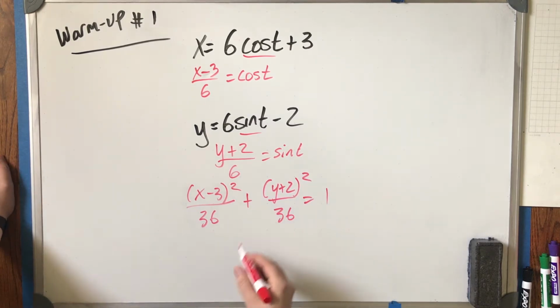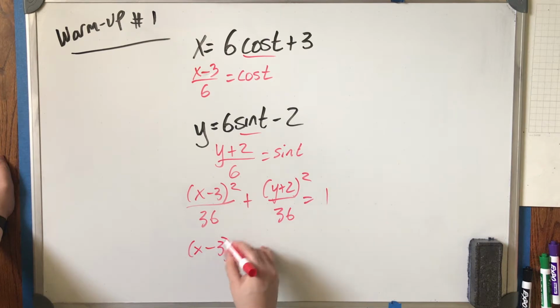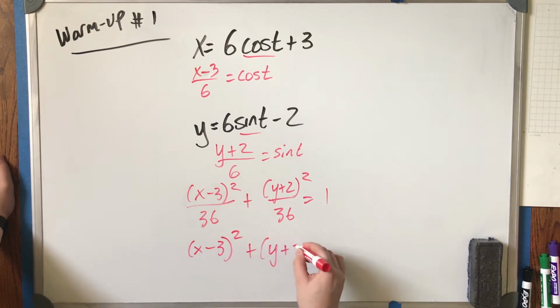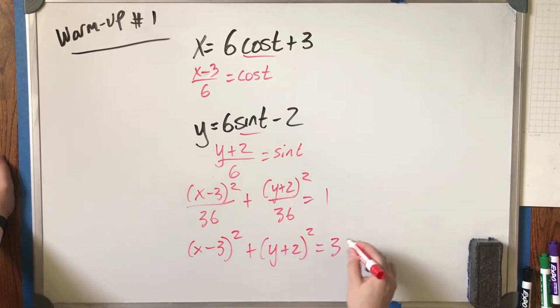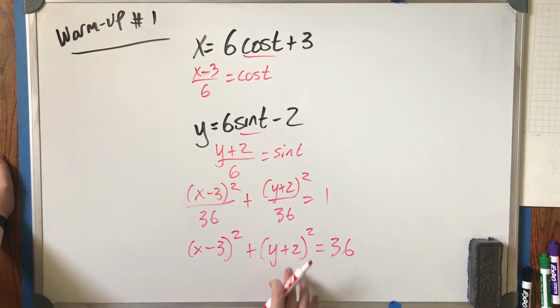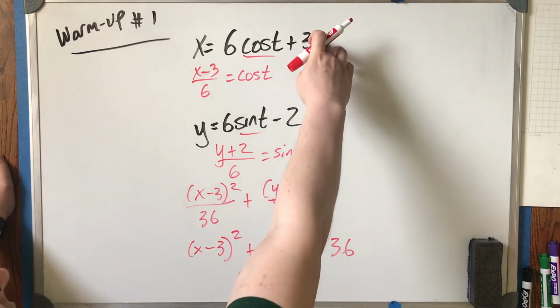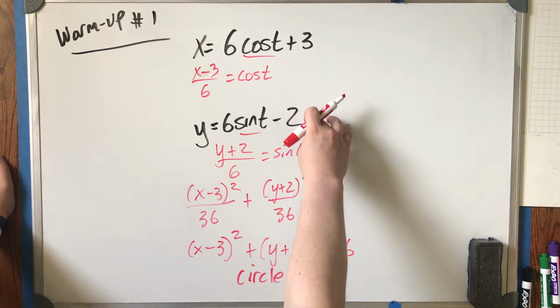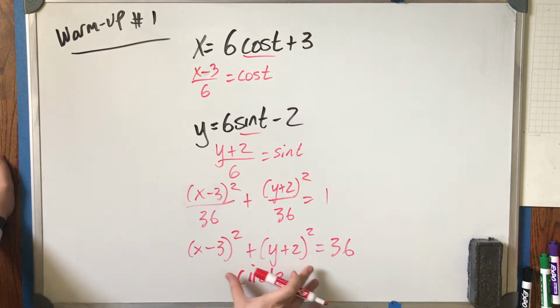Whenever the bases are the same, we typically move it over to the other side. So we'll get this. So this is a circle. If we really want to know, it has a center of (3, -2) with a radius of 6. Okay, so we're going to be creating these types of equations later on today so that we can model circles.